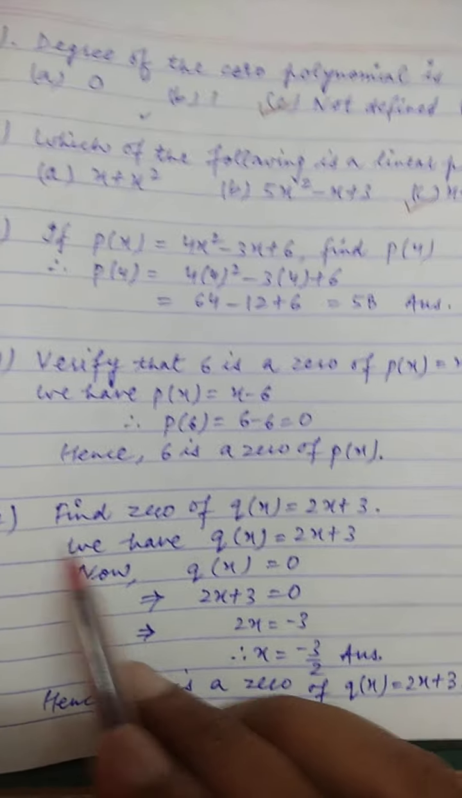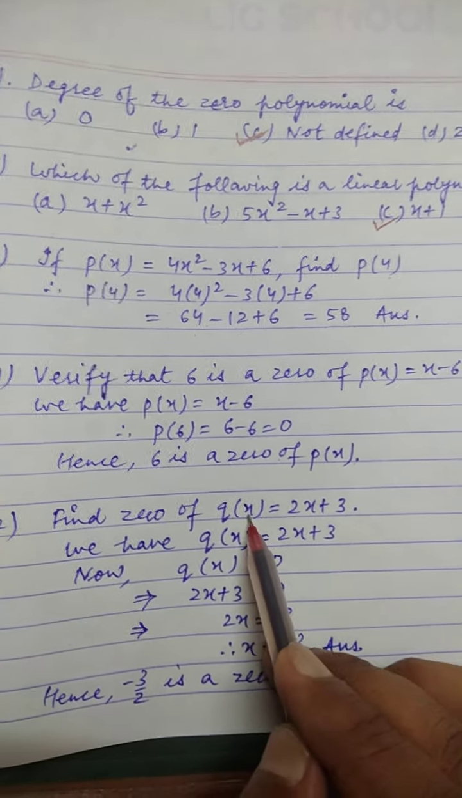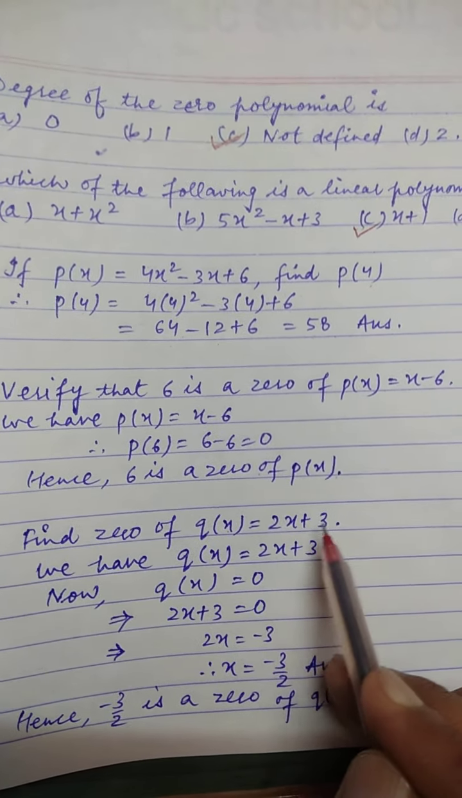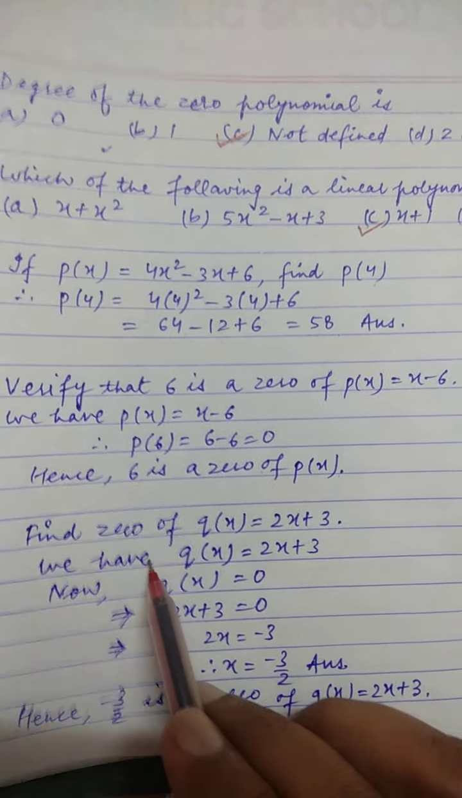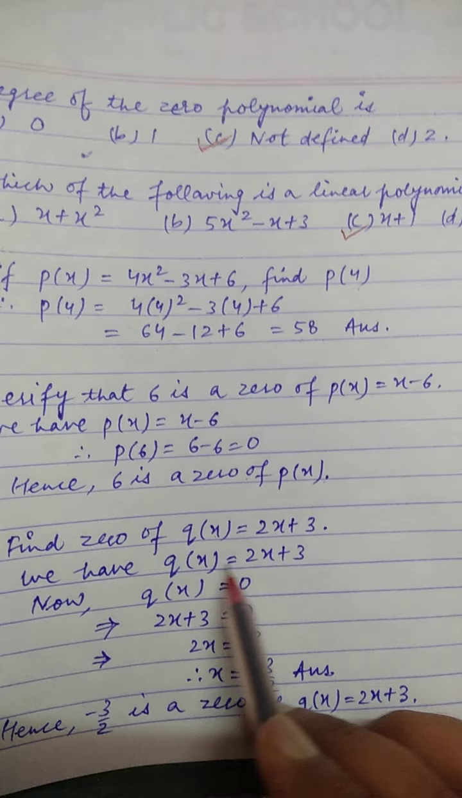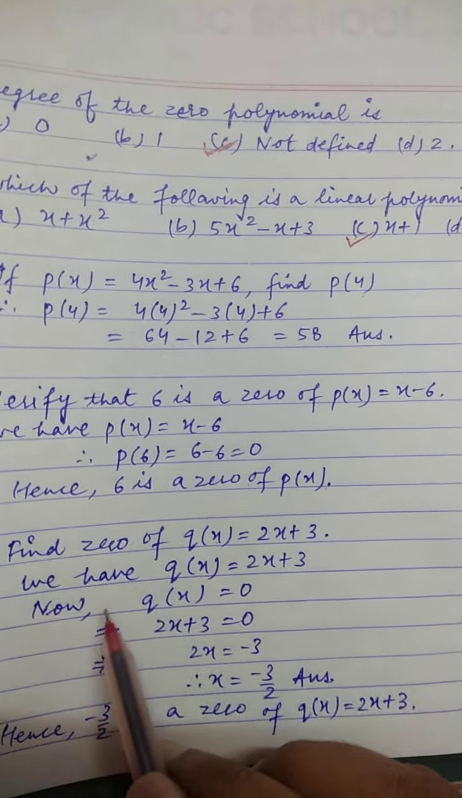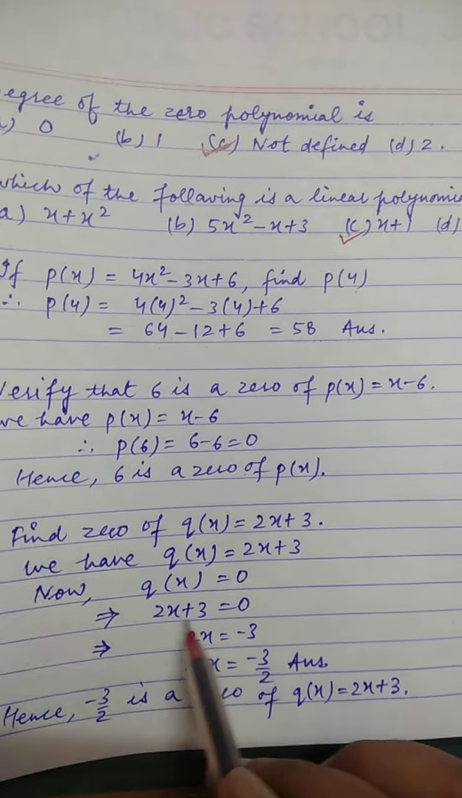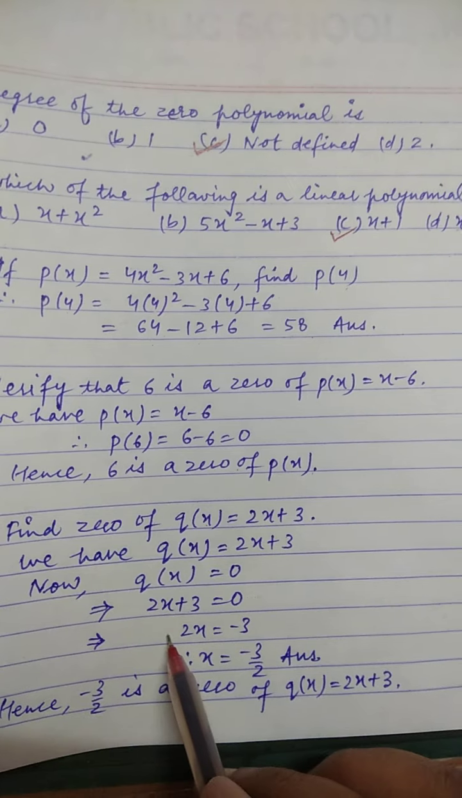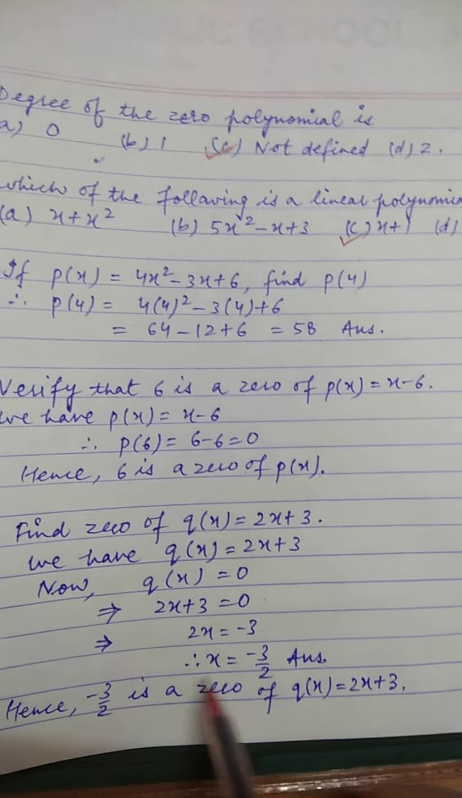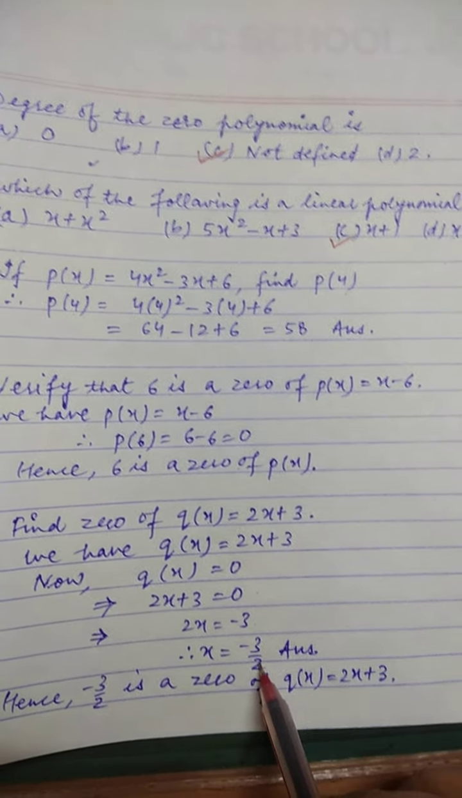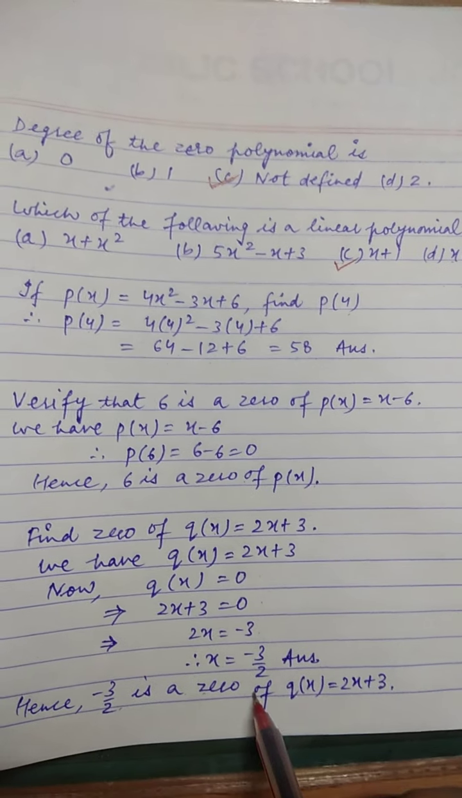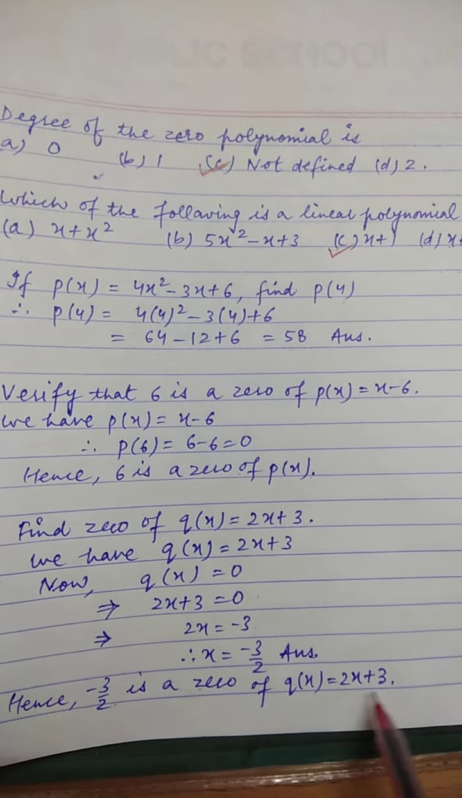Come to question number 12. Find 0 of q(x), a polynomial in x, that is 2x plus 3. So we have our polynomial as q(x) is equal to 2x plus 3. Now we want to find the 0 of q(x). Now q(x) will be equal to 0. It implies that 2x plus 3 is equal to 0. It again implies that 2x is equal to minus 3. Therefore x will be equal to minus 3 by 2. Hence minus 3 by 2 is a 0 of the given polynomial q(x), which is your 2x plus 3.